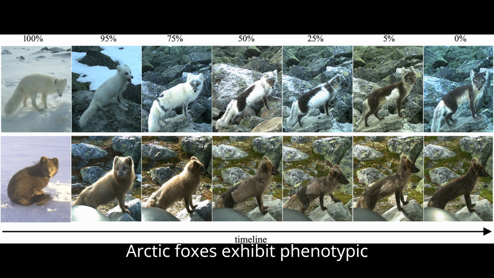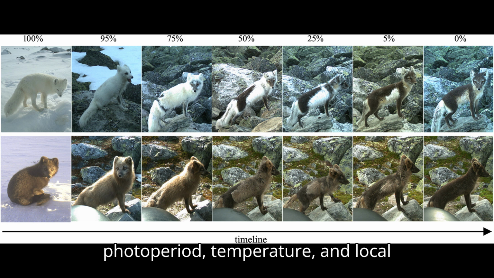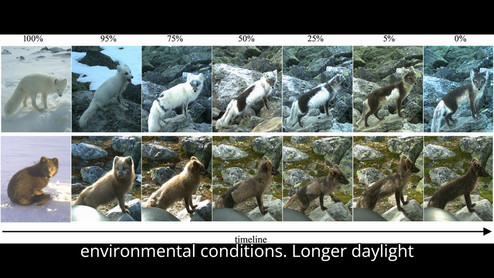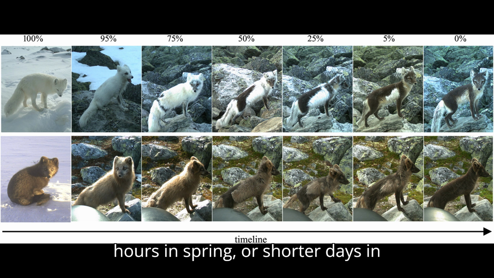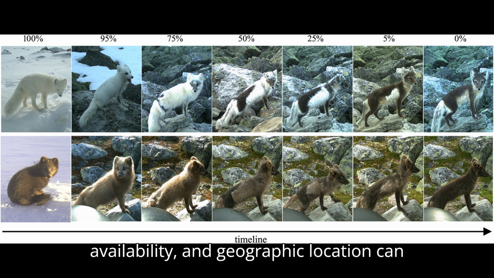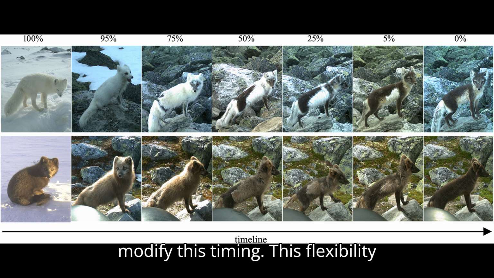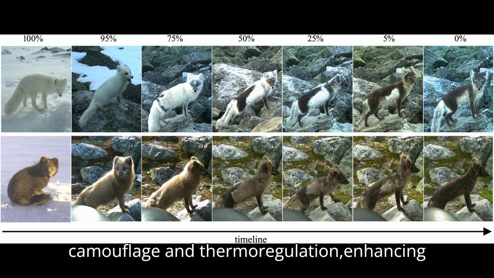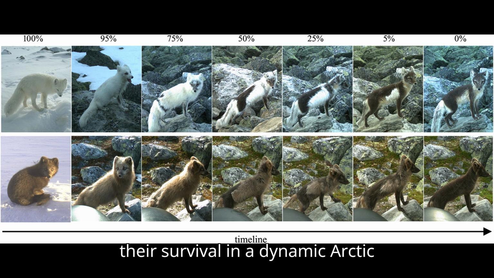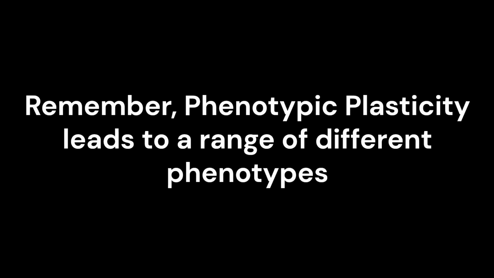Arctic foxes exhibit phenotypic plasticity in the timing of their molt to adapt to seasonal changes in photoperiod, temperature, and local environmental conditions. Longer daylight hours in spring, or shorter days in autumn, trigger hormonal shifts that regulate coat changes. But factors like climate variability, resource availability, and geographic location can modify this timing. This flexibility allows Arctic foxes to optimize camouflage and thermoregulation, enhancing their survival in a dynamic Arctic environment. Remember, phenotypic plasticity leads to a range of different phenotypes.